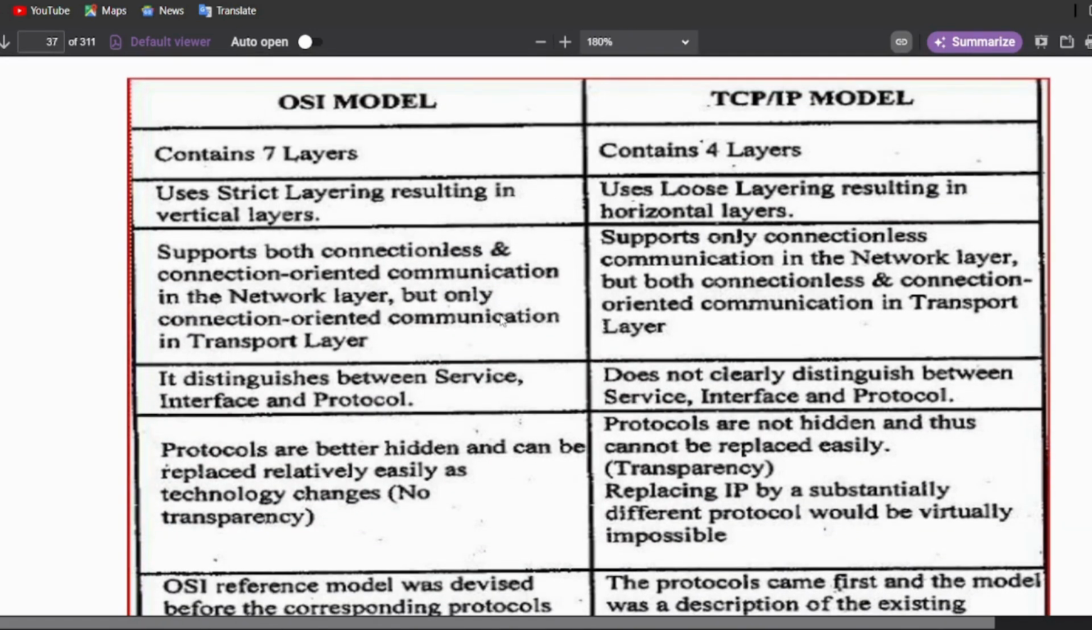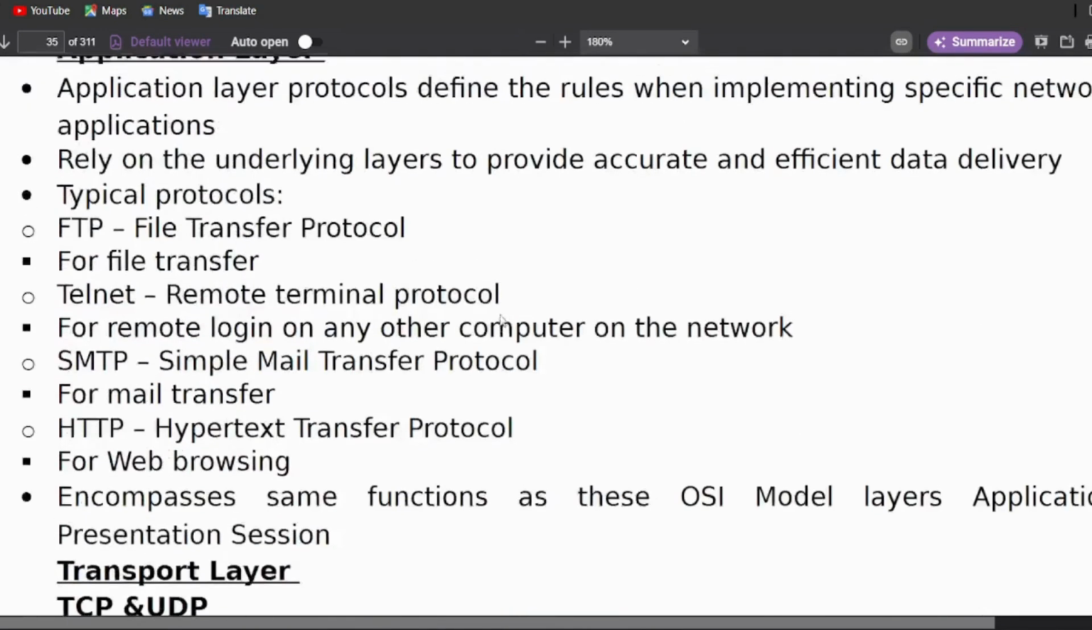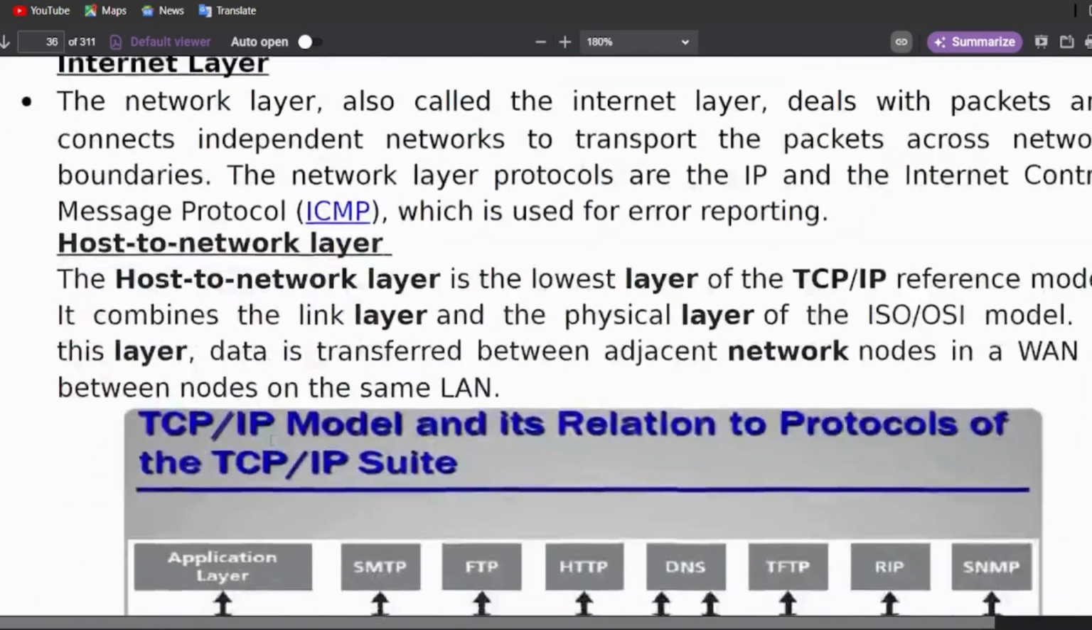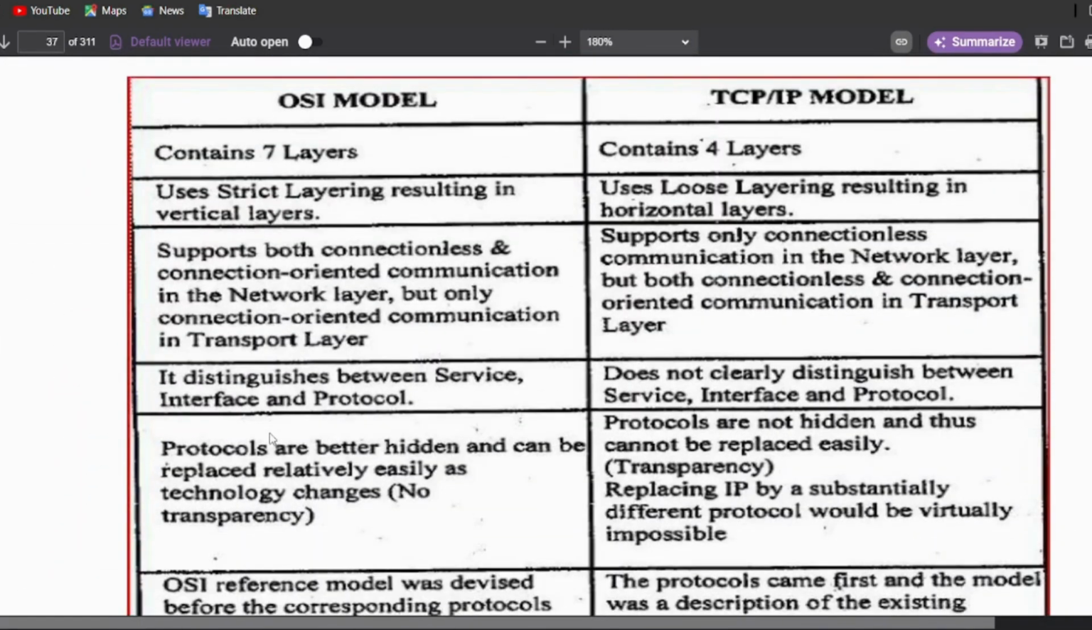So, the OSI model and the TCP model. In the OSI model we have 7 layers, and in the TCP model we have 4 layers. You know the 4 layers, right? That is application, transport, network, and the data link and physical layers are combined into one. So we have 4 layers.